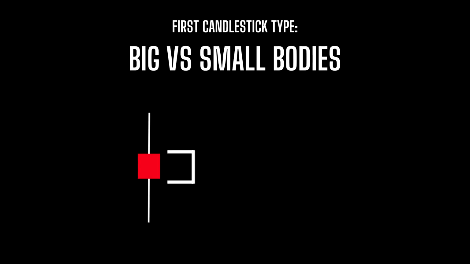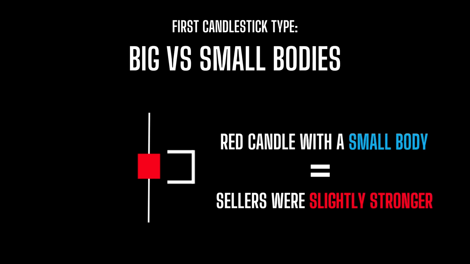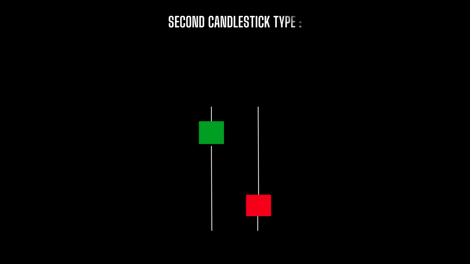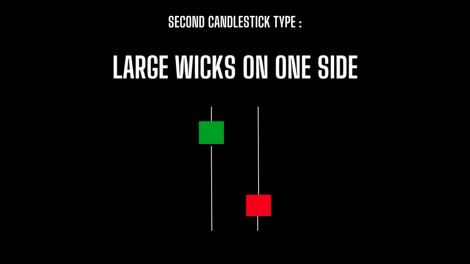Similarly, a red candle with a small body shows that sellers were in control but not dominant. The price opened at a point above and sellers pushed it down. However, due to either a lack of selling pressure or strong resistance from buyers, they couldn't push the price down significantly, which is why the candle closes in this shape. The second type is candles with large wicks.